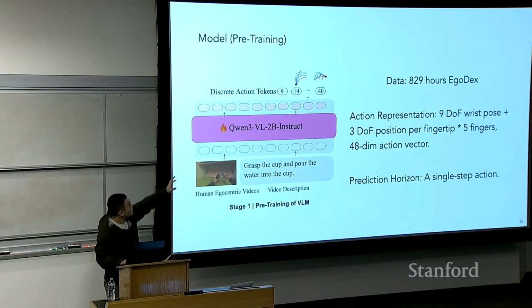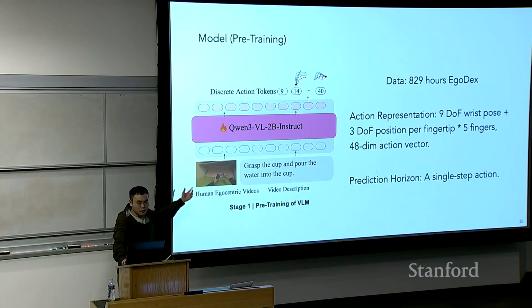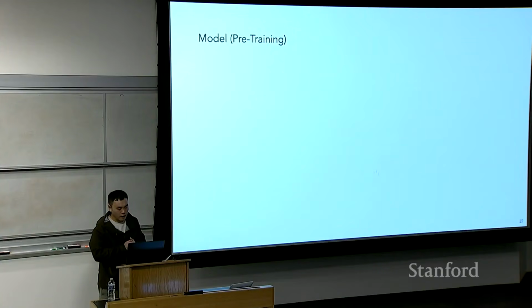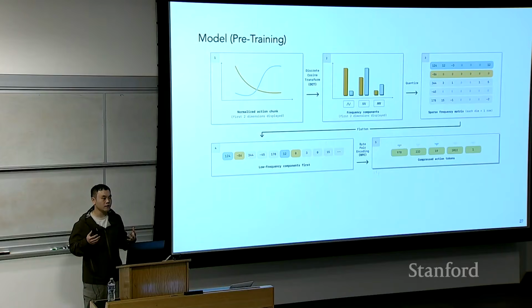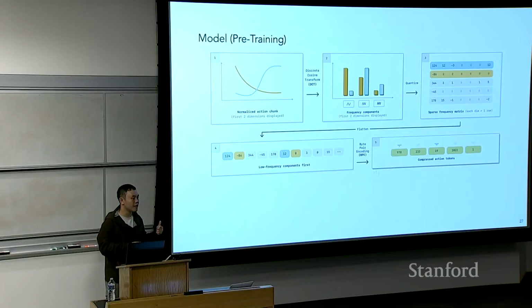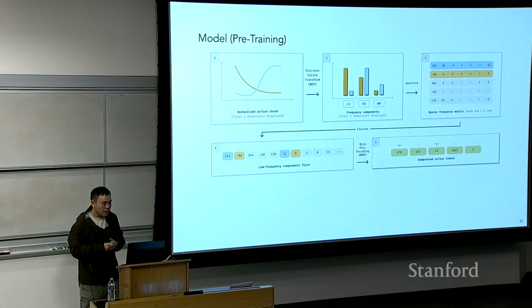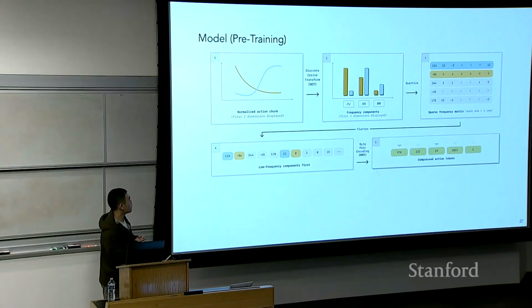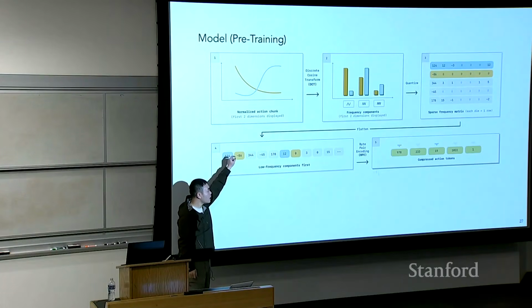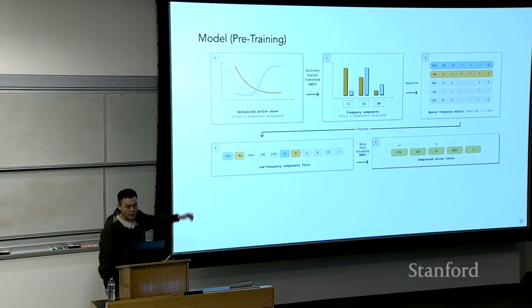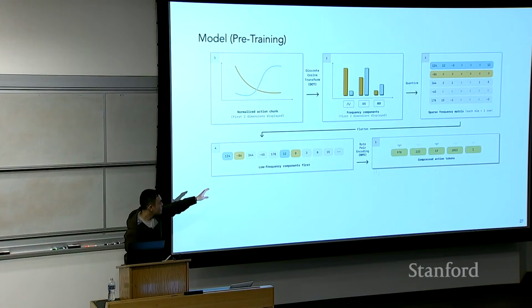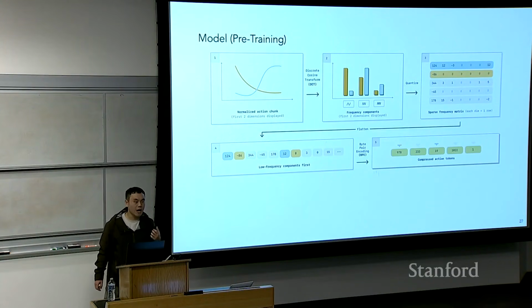And of course, in that action representation, we use a discrete token representation. That means we need a tokenizer to compress continuous action representations into discrete tokens. So we use the FAST tokenizer that was developed by Physical Intelligence. In a nutshell, this tokenizer converts continuous action representations into the frequency domain using a discrete cosine transform, followed by quantization and byte pair encoding, so that you convert the continuous action representation into a discrete action representation.